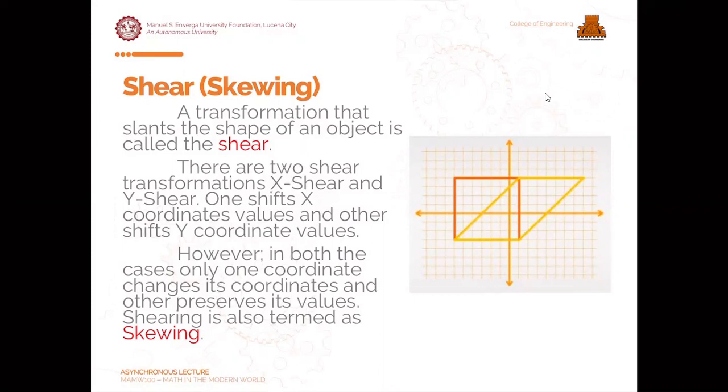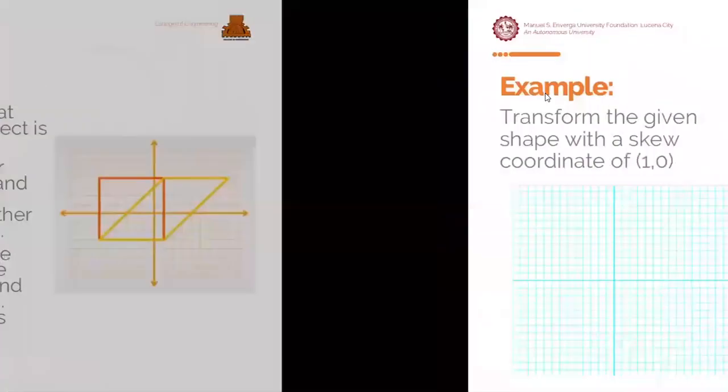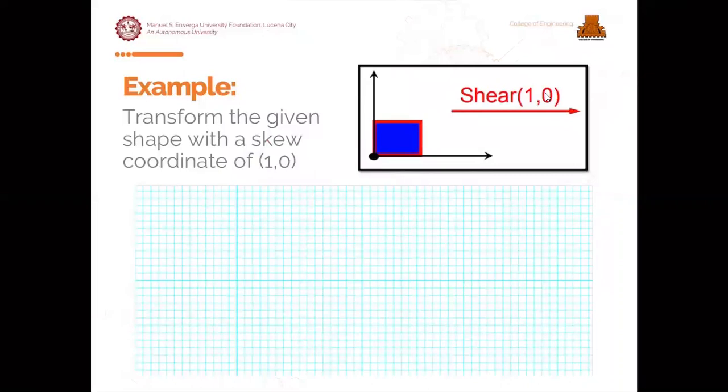Tapos may particular point lang siyang pinapa-skew. Okay? So, let's have an example. So, let's have this one. Transform natin yung given shape with the skew coordinate of 1, 0. So, 1, 0, ibig sabihin, movement tayo ng 1 to the right.